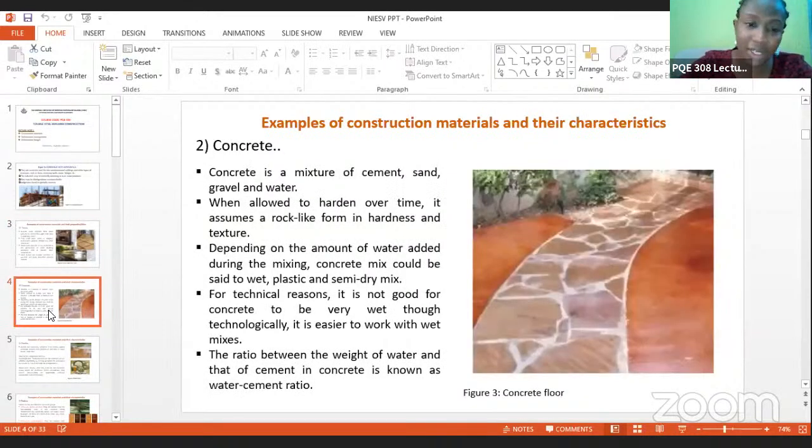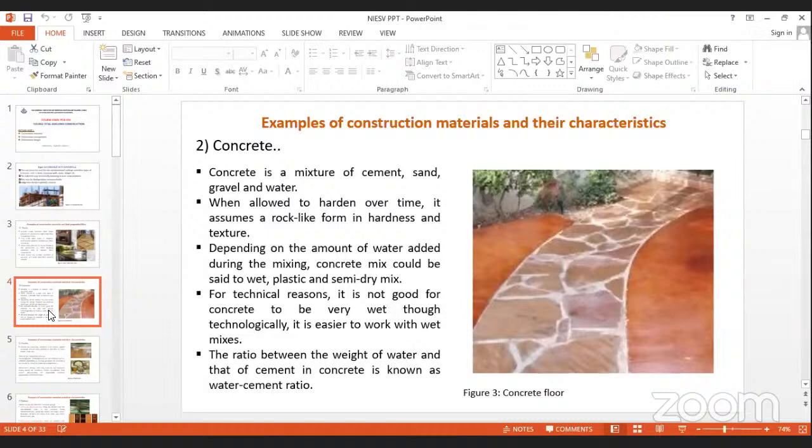Another construction material that we have is concrete. We all know, in fact, I think that is the most important construction material that everyone knows: concrete. And what is concrete? A mixture of cement, sand, gravel, and water. Sometimes we call sand fine aggregate, and instead of calling it gravel, we call it coarse aggregate. And of course, water must be present so that the hydration process can take place.